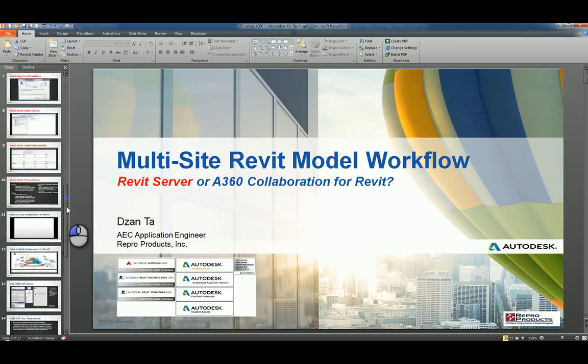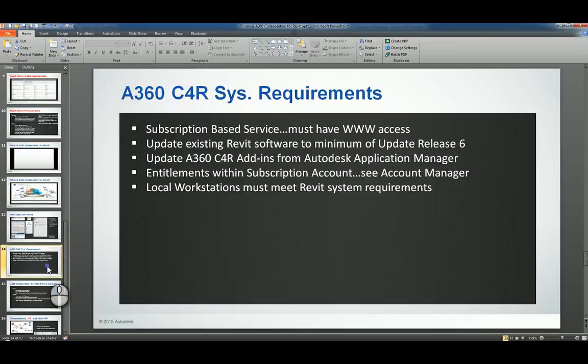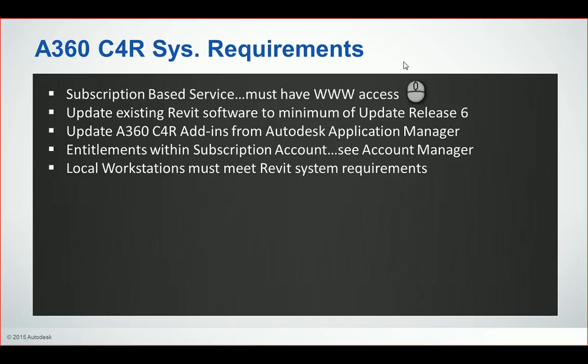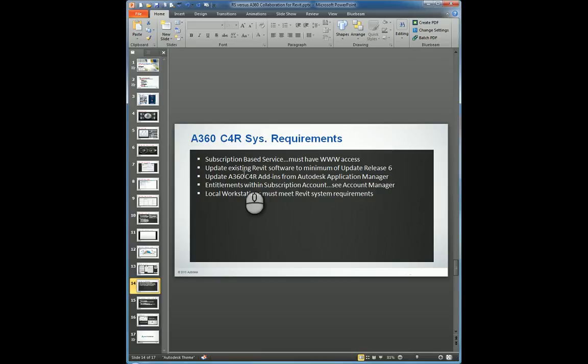Things that you want to be concerned about prior. If I take a look at Autodesk Collaboration for Revit 360 and look at the system requirements, you'll want to understand and see that it is a subscription-based service. You need to have web access. Your existing Revit has to have an update release of 6 minimum. Your A360 Collaboration for Revit has to have the add-in that you download and install. You can also use the Autodesk Application Manager to update the information.